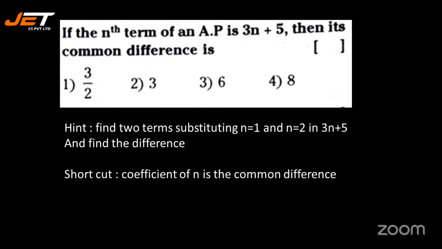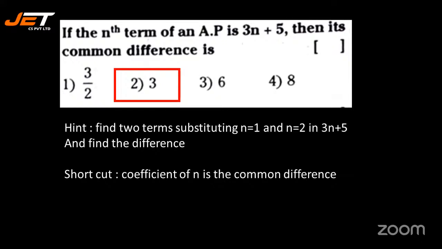Find two terms substituting n is 1 and n is 2 in 3n plus 5 and find the difference. Right? So when n is 1, it becomes 3 plus 5, that is 8. When n is 2, it becomes 6 plus 5, that is 11. So find the difference, 11 minus 8, which is 3. Right? That is how the answer is.